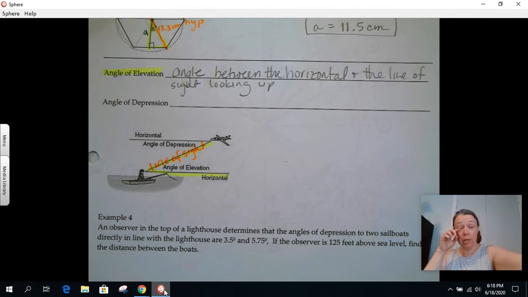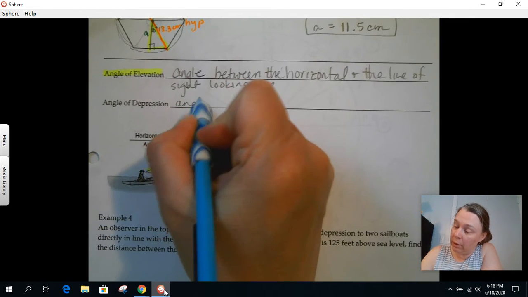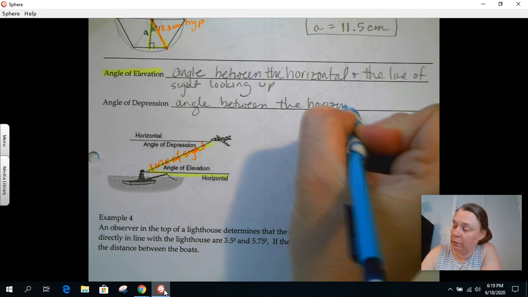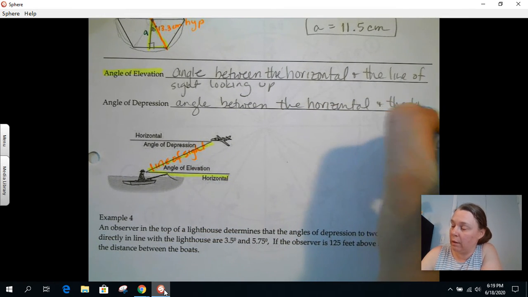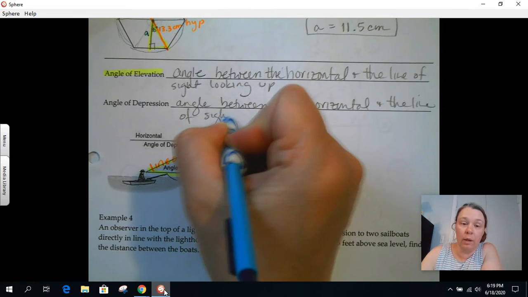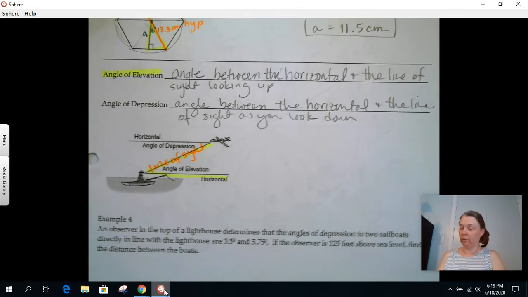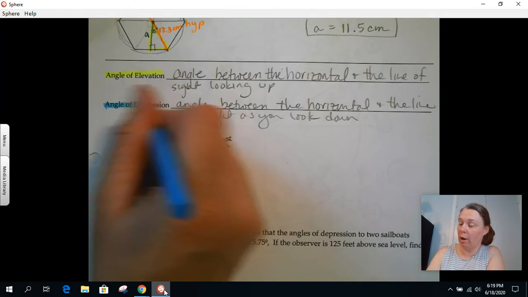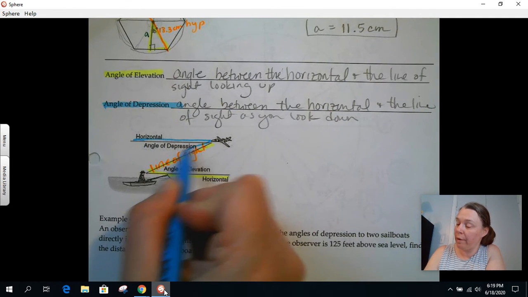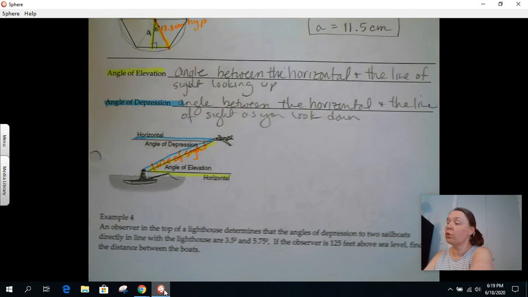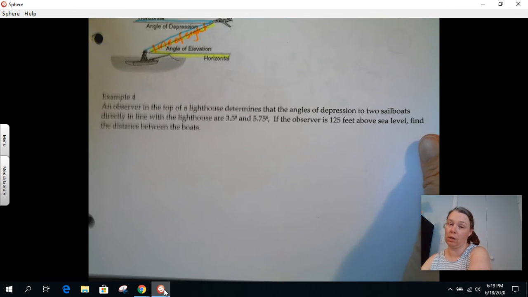My angle of depression is the angle between the horizontal and the line of sight as you look down. Okay, so my angle of depression is this right here. Okay, so I want you to read and try to start example 4. It's really going to be helpful to draw a picture to get started on example 4.